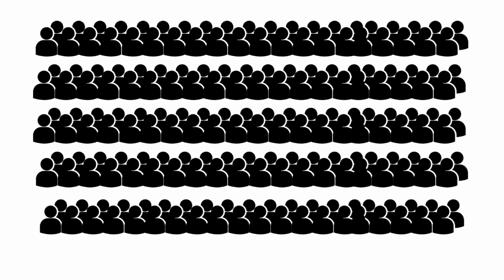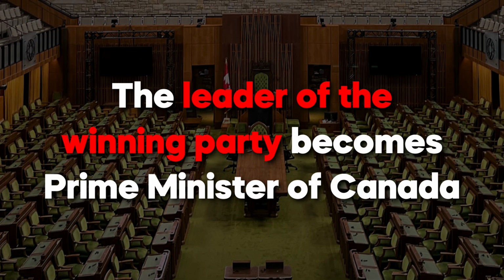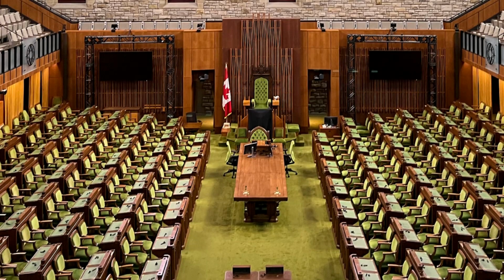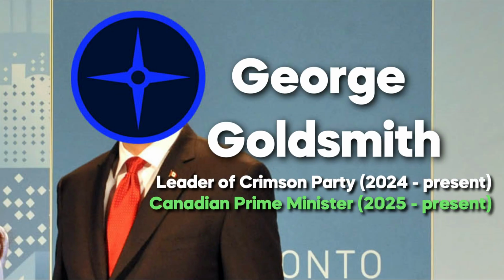Out of these 200 Crimson MPs, which one becomes the Prime Minister following an election? It's simple. The leader of the party that wins the most seats becomes the Prime Minister. In this case, since I am the leader of the Crimson Party, I become the Prime Minister of Canada.